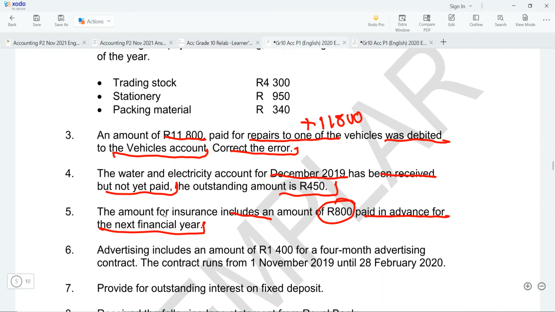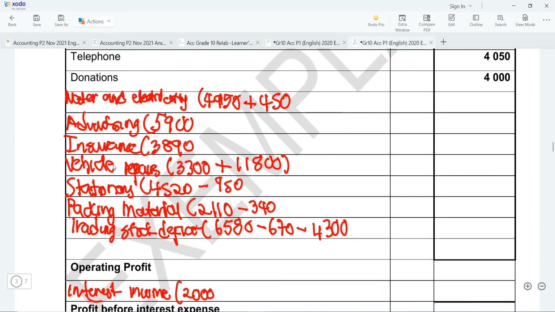Now, the matching principle says to us that our incomes and expenses should be matched. Incomes of this year should be matched with the expenses of this year. Now, this expense is for next year. It has nothing to do with this year. So this means that we must reduce our insurance by 800, and this will be identified as a prepaid expense, which will be an asset under trade and other receivables. So in insurance, we're supposed to subtract this 800 in the answer sheet. Okay, so we're going to go to insurance here and subtract that 800 because it has been prepaid.